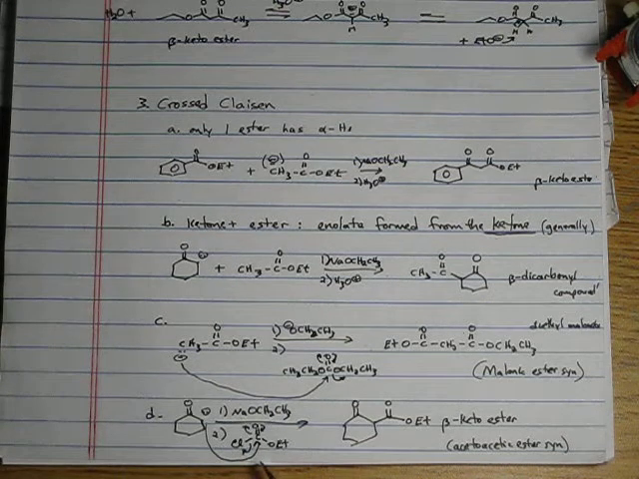Of course, what's the better leaving group, ethoxide or chloride? Everyone at this point should probably be shouting chloride. Yeah, that's right. So if this carbon attacks that carbonyl, the double bond breaks, the double bond reforms, and kicks off the better leaving group, chloride, to make this beta keto ester.